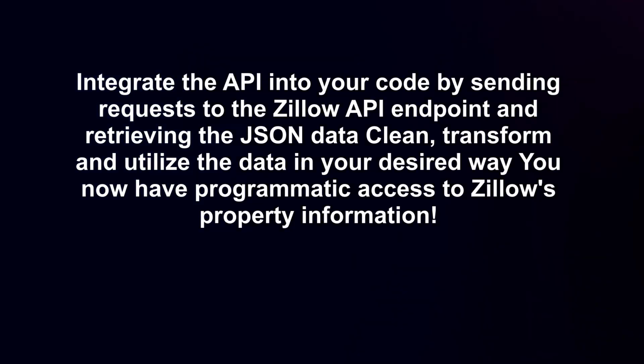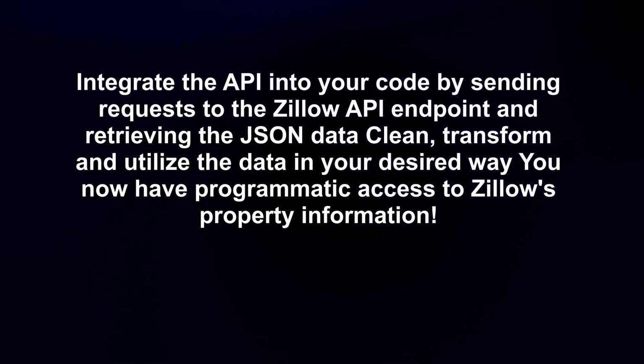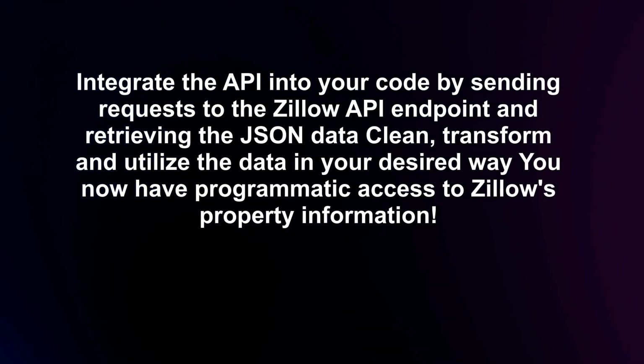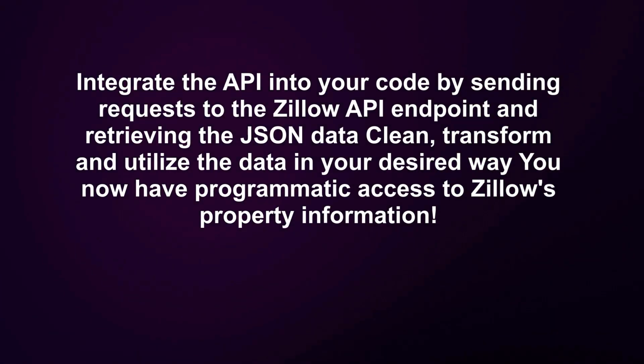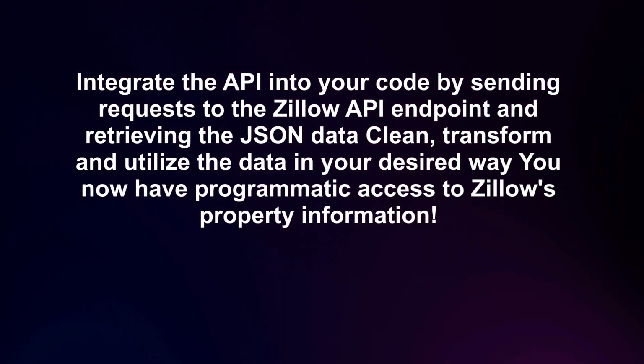Integrate the API into your code by sending requests to the Zillow API endpoint and retrieving the JSON data. Clean, transform and utilize the data in your desired way. You now have programmatic access to Zillow's property information.